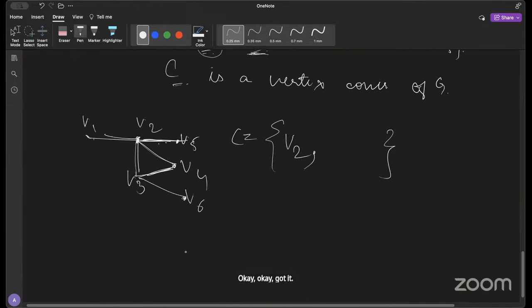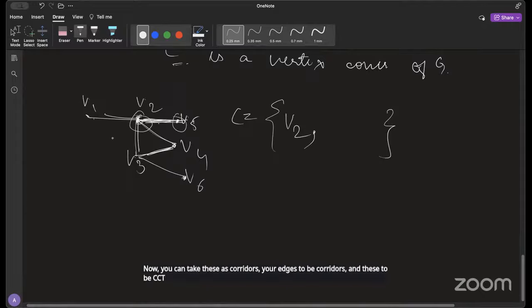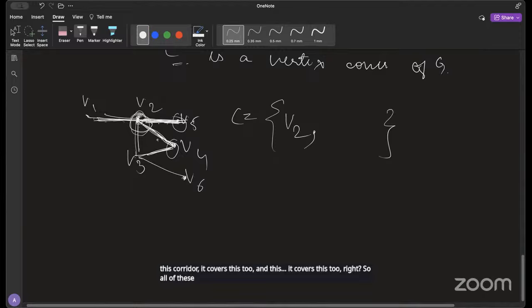That's your vertex cover. One example for this is, you can take your edges to be corridors and these to be CCTV cameras. So to cover this entire corridor, it's enough to have a CCTV camera here, right? If you have a CCTV camera here, it covers this corridor, it covers this too, and this too, right? So all of these three corridors are covered, and this one too.